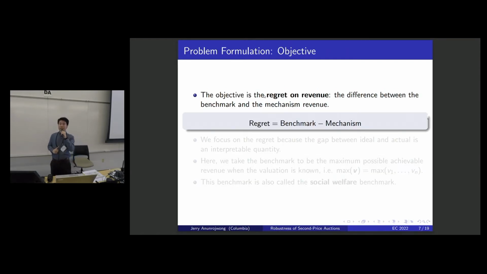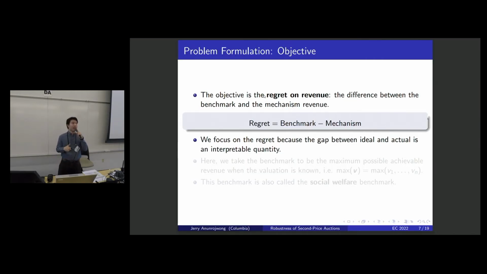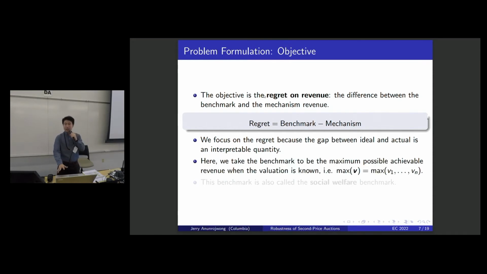We now focus on the objective. The objective is the regret on revenue, which is the difference between the benchmark revenue and the mechanism revenue. Here we focus on the regret because the gap between the ideal performance and the actual performance is an interpretable quantity. We take the benchmark to be the maximum possible achievable revenue when the valuation is known, which is the highest out of n valuations. We can also interpret this benchmark as a social welfare benchmark, because this is the social welfare achieved under any efficient mechanism, that is, a mechanism that always allocates to the highest bidder.